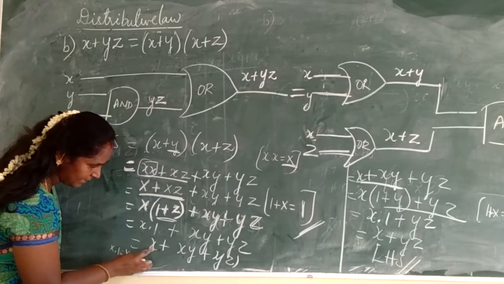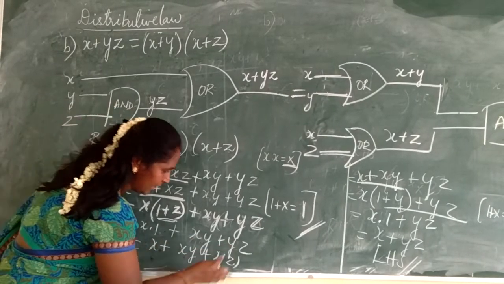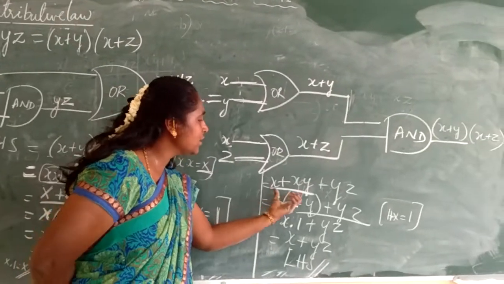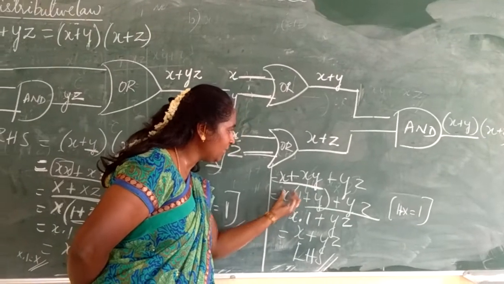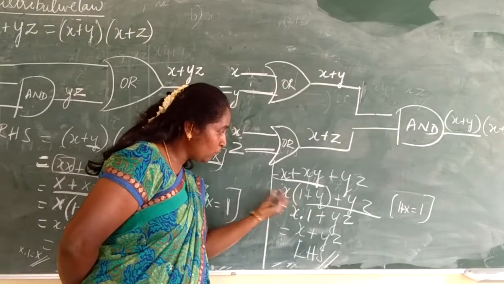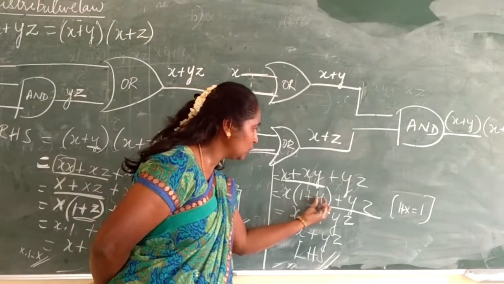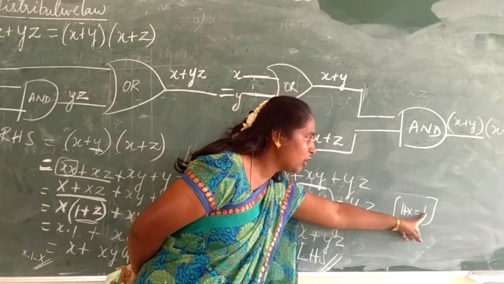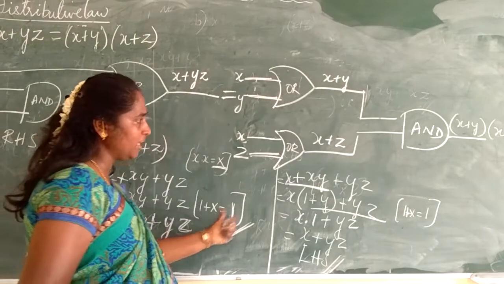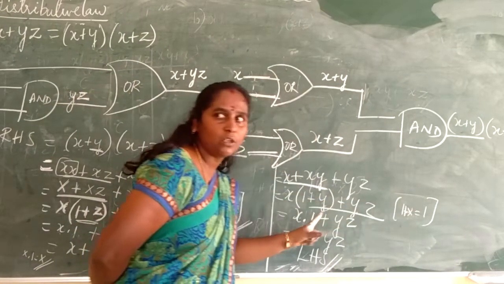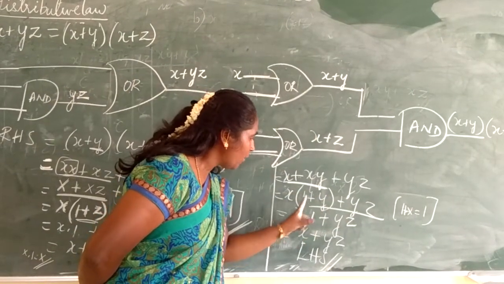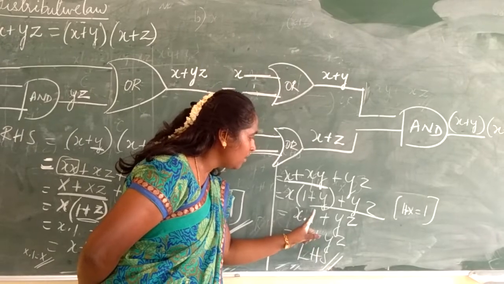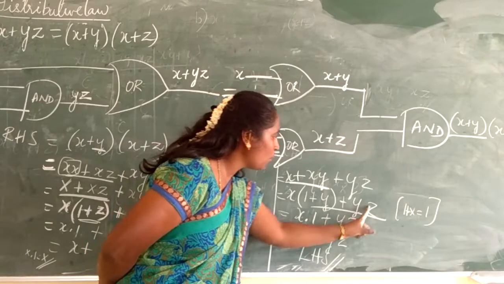So I have written x as it is, xy, yz as it is. Now in these two things, which one is the common thing? Again x. Remove the x out. 1 plus y plus yz. 1 plus x is nothing but 1. According to the properties, there is the same property again. So 1 plus y is nothing but 1 as it is, plus yz.